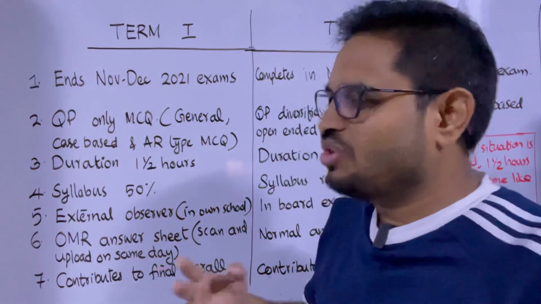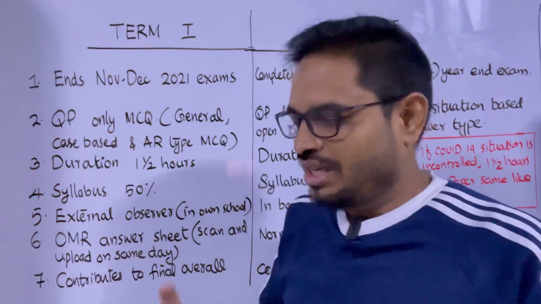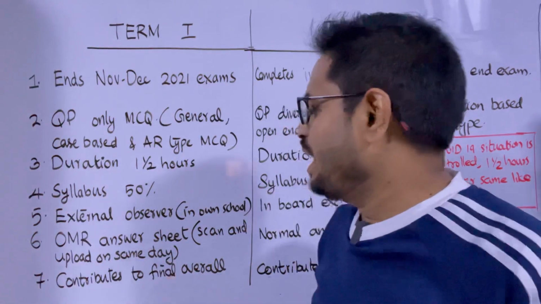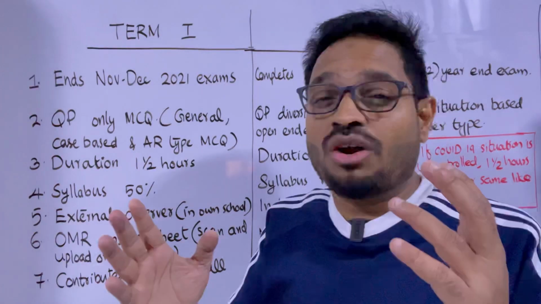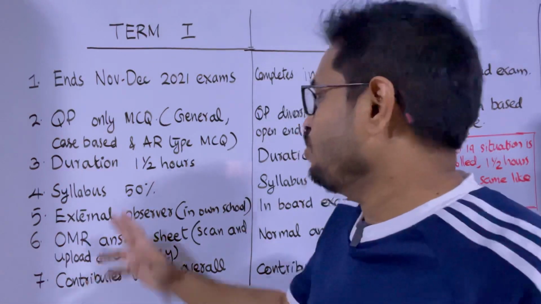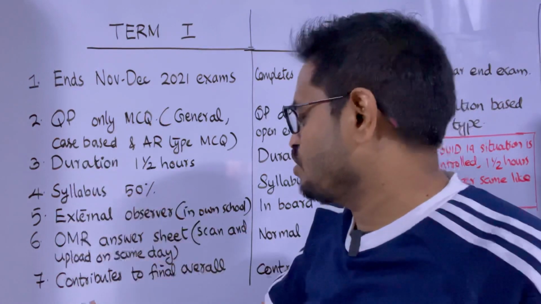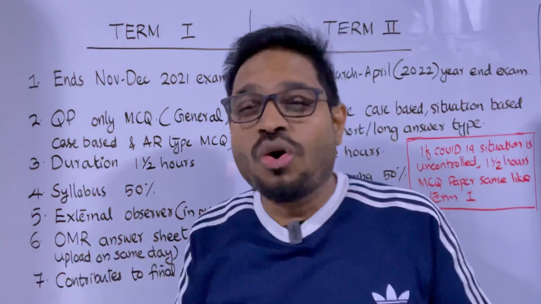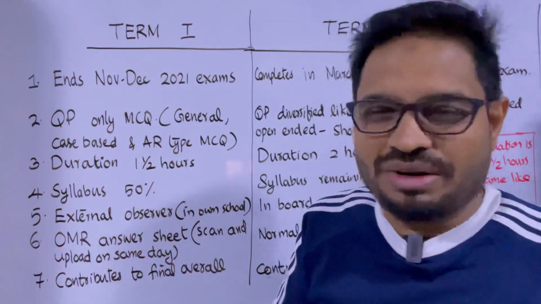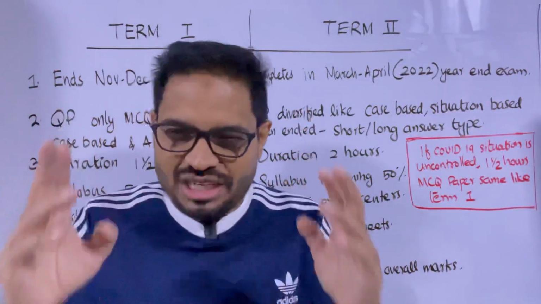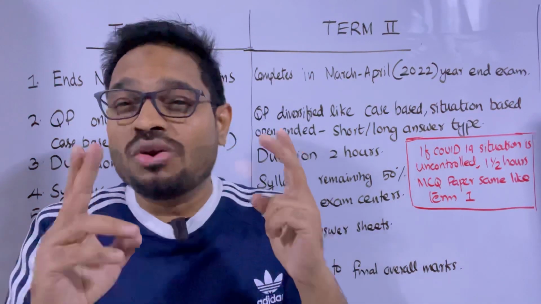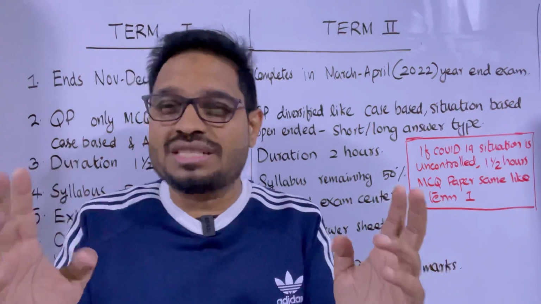or they have the right to correct the sheet, compute the total marks this child scored and upload, but uploading has to be done on the same day. And seventh point, the term 1 mark scored has to contribute to the final overall. As per today's notification given by them, the term 1's theory mark and term 2 theory mark have got equal weightage except in certain circumstances.